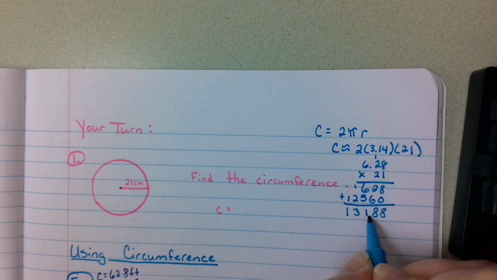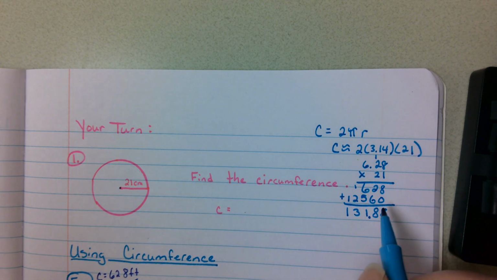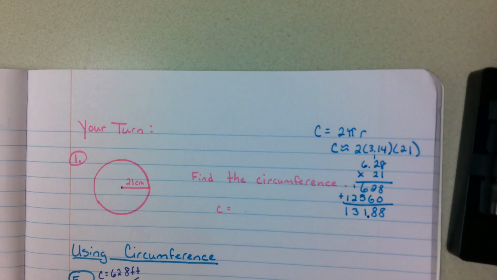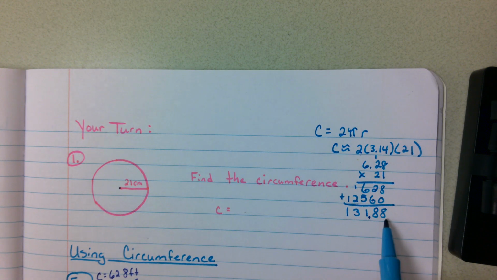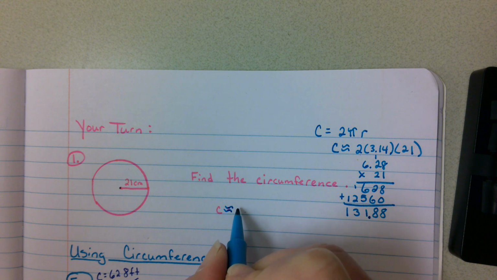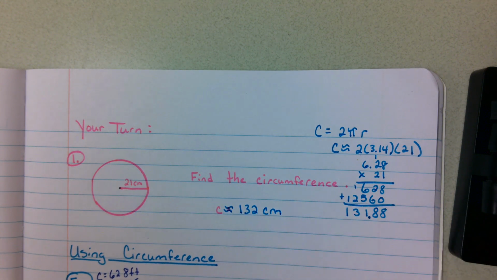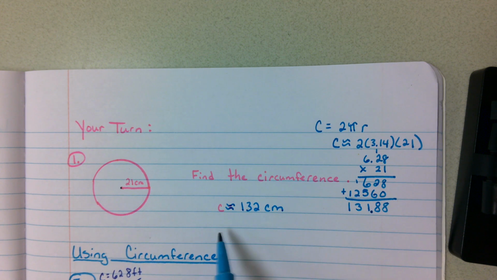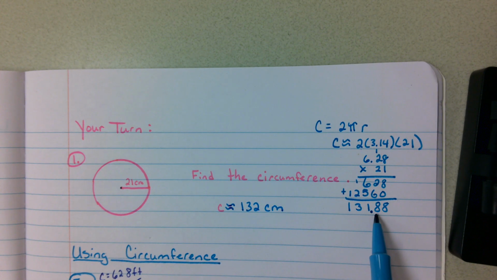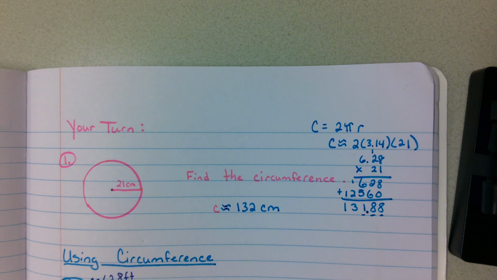I need to move that decimal 2 places because of my factors here. So 2 places right here. 131.88 centimeters, or approximately 132 centimeters. The question should tell you if it wants you to go to the 10th place or the 100th place or round to the ones place. For this, we just rounded to the ones place, 132 centimeters.